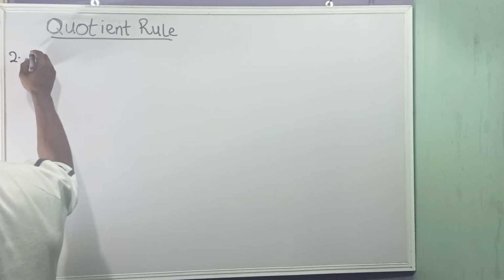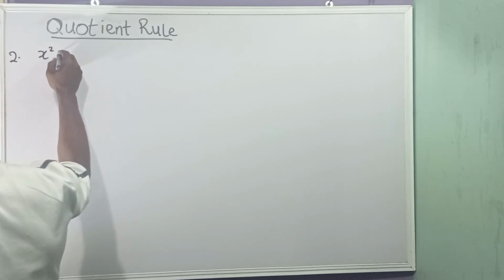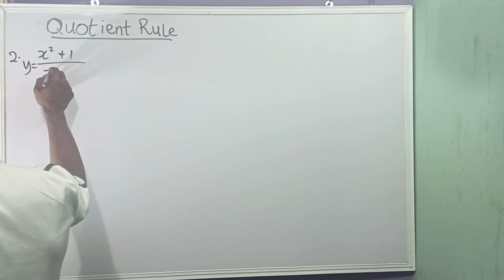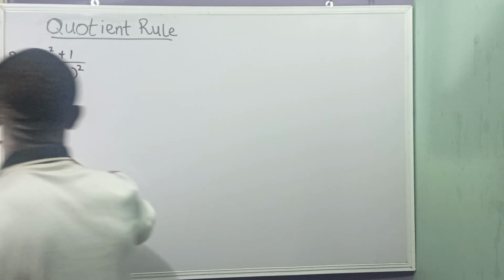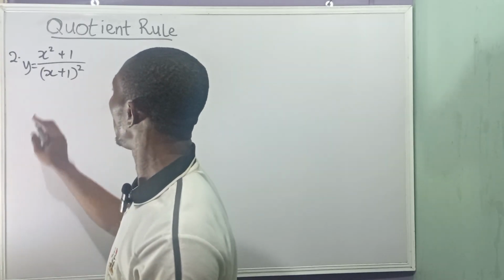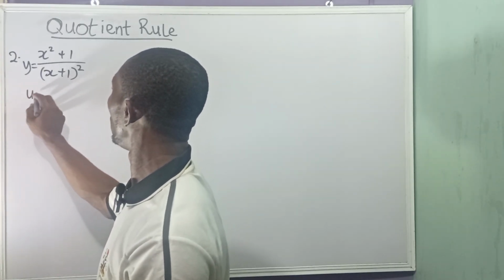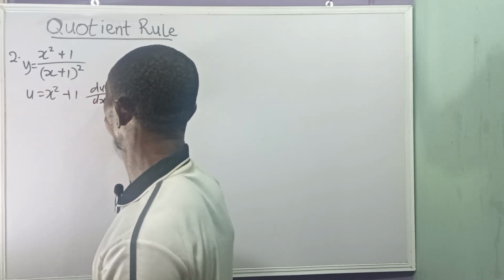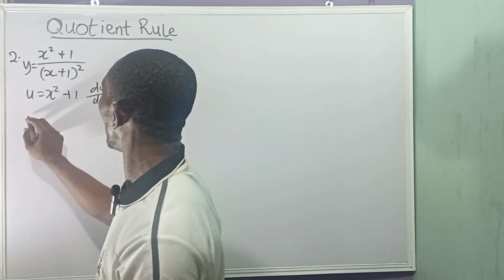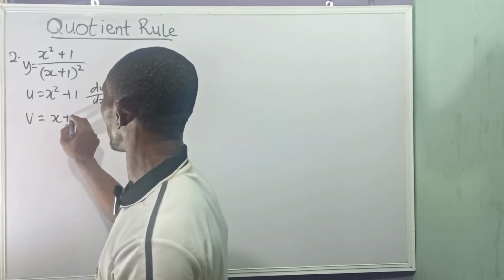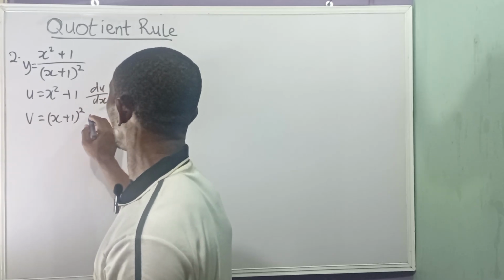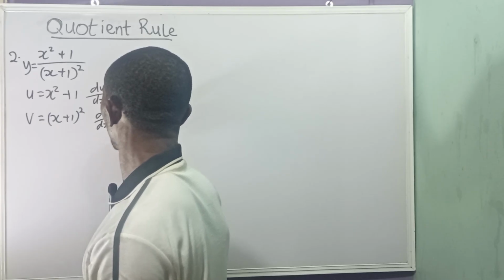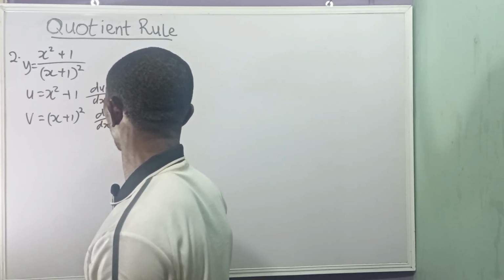Okay, if we have y equals x squared plus 1 all over x plus 1 all squared, and we have to differentiate this, u is x squared plus 1, so du/dx will be 2x, and our v is x plus 1 raised to power 2, so dv/dx would be 2 bracket x plus 1.